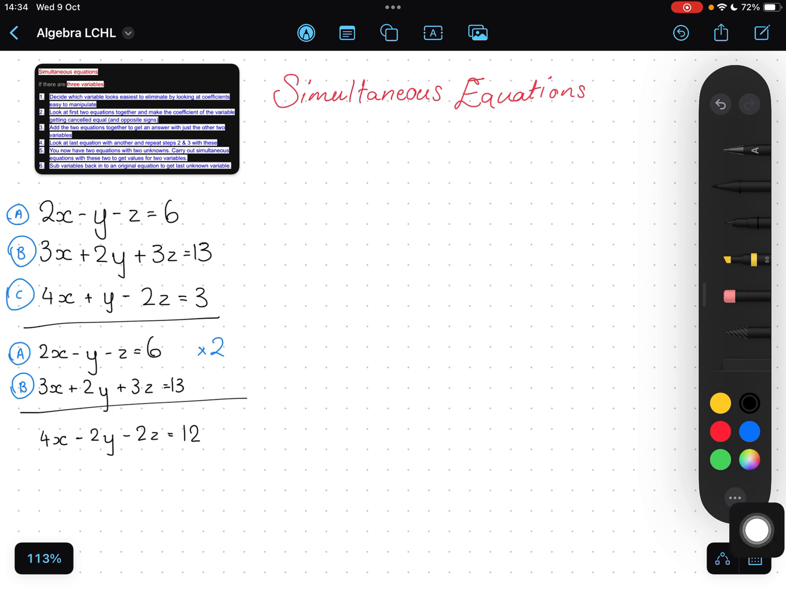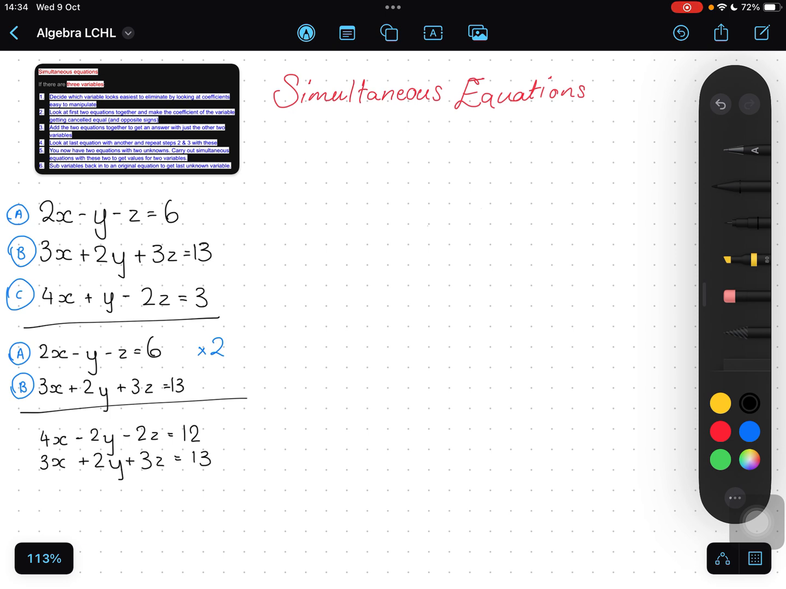Okay, think back to your maths. If you have something like 2 plus 4x is equal to, I don't know, 16 or 14. Okay, if you decide I'm going to minus 2 from both sides, you haven't changed anything about the 4x, you still write it down. Okay, it's the exact same thing here. I am not changing anything about the equation B, so I am still writing it down. So it's 3x plus 2y plus 3z is equal to 13.